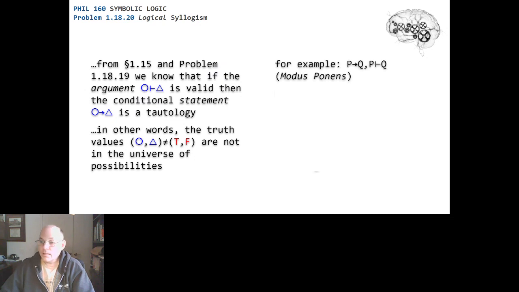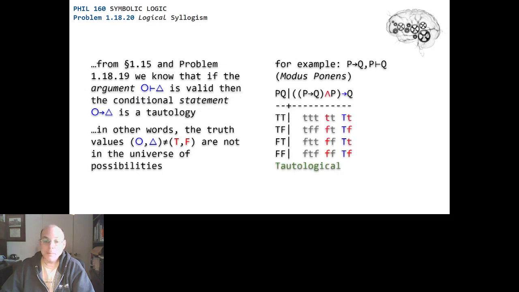As an example, we'll take modus ponens, which we know is a valid argument, and we're going to conjoin the two premises with the conjunction operator, and then we'll add the conditional conclusion to construct an argument. So we get an argument as shown, where we've got the first premise conjoined with the second premise, therefore Q.